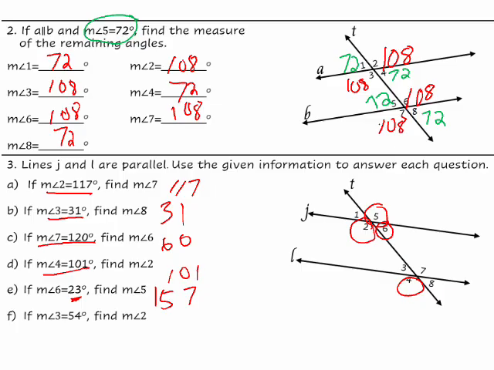If angle 3 is 54, it says to find angle 2. These are same side, so they're also supplementary, which means they add up to 180. So we would subtract 54 from 180, and we would get 126.